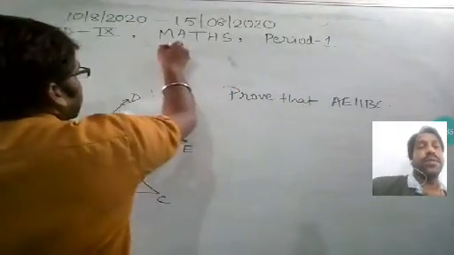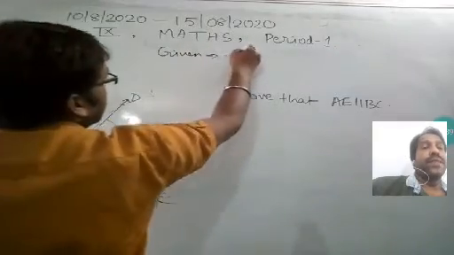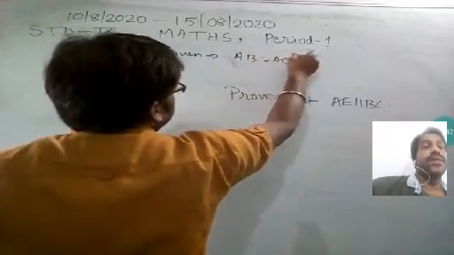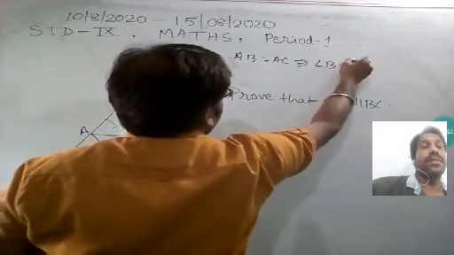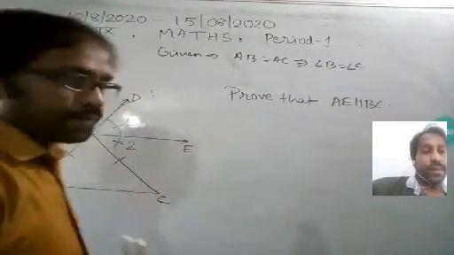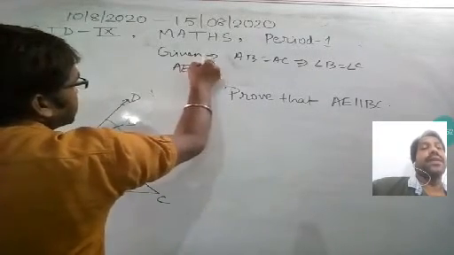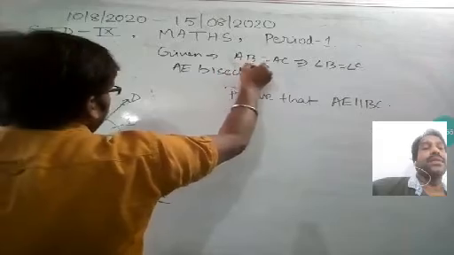Now come to the question here. The process is to write what is given to us. Given is that AB is equal to AC. That means angle B is equal to angle C. Clear? It is a rule of an isosceles triangle that opposite angles are equal. Then we have AE bisects angle CAD.